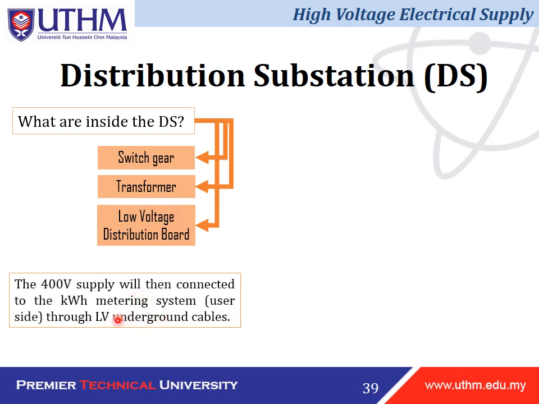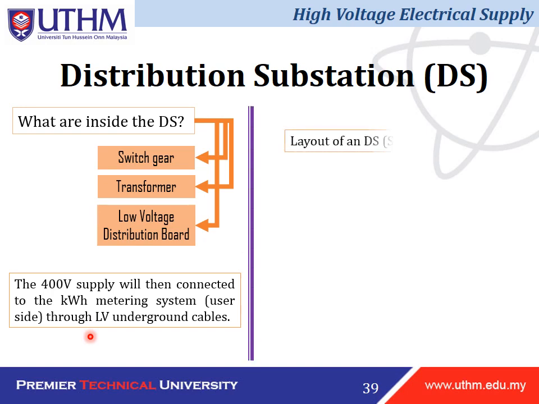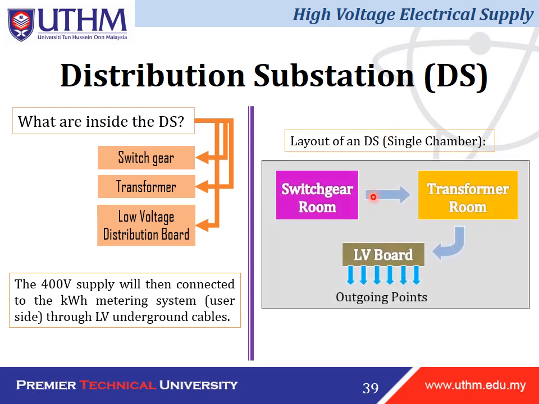Basically, the 400 volt supply will then be connected to the kilowatt hour metering system through low voltage underground cables. This kilowatt hour metering is usually at the user side. And then, the layout of a DS for single chamber can be like this. We have one switch gear room, and then we have transformer room, and then lastly we have low voltage board. So, this is where the outgoing points will be.